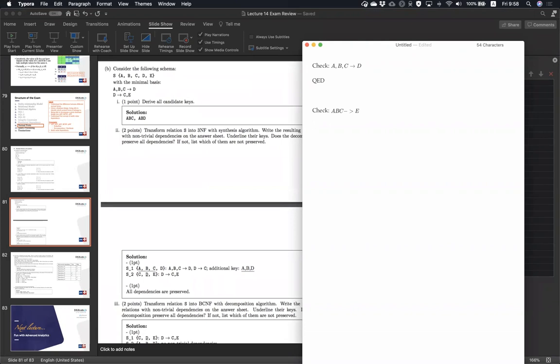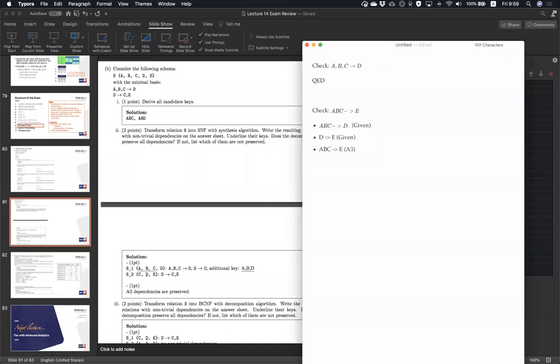To prove this is actually easy. The first step, you have ABC to D. This is actually given in your minimal basis. And then you have D to E, which is also given. And then we can just use transitivity. Exactly. And then you have ABC to E because of transitivity. Axioms, right?